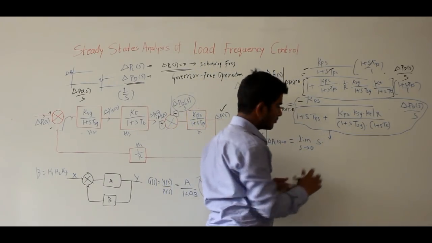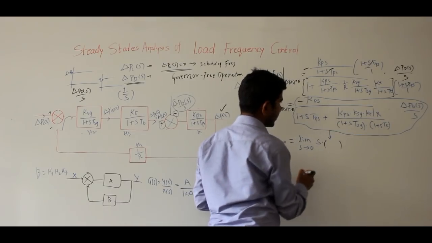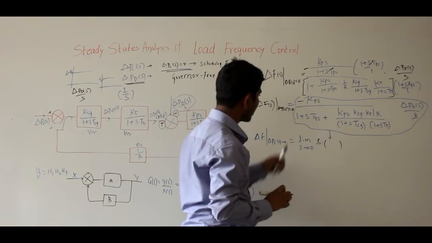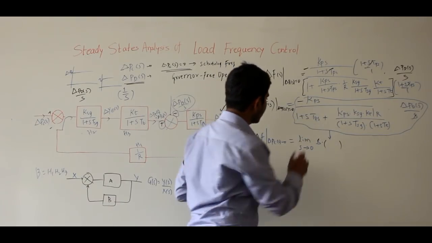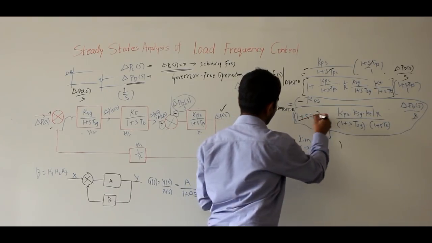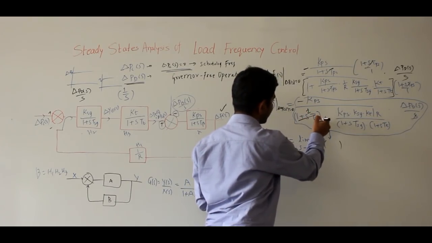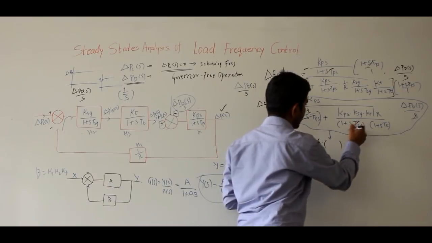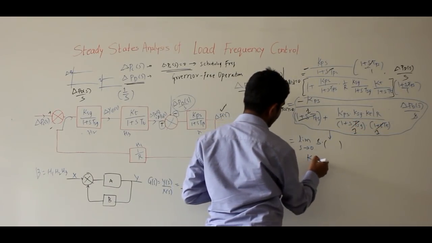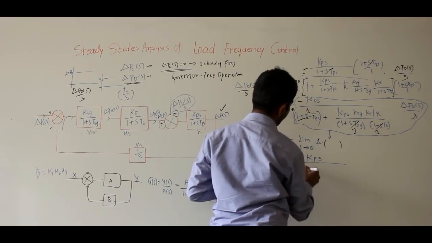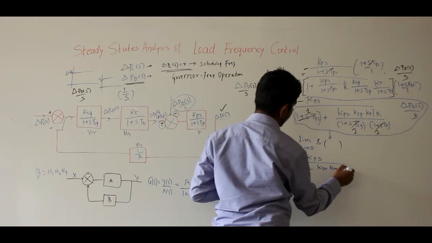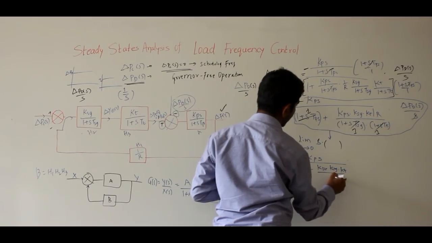So once you plug this term here, you are having numerator S, so your S will get cancelled, and once you apply the limits to this function, this term will become 1, because S will be 0, so 0 into TPS will be 0, so this will be 1, and this will be 1, and this will be 1. So you are left with the terms: this is KPS upon 1 plus KPS KSG into KT upon R.